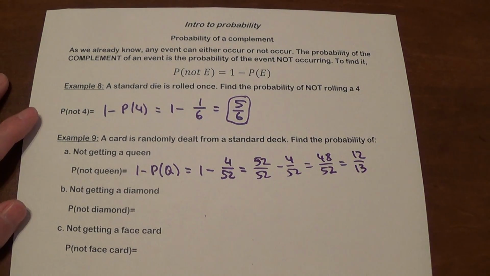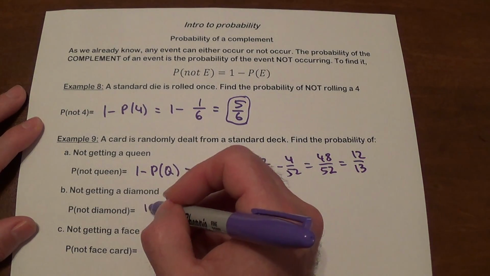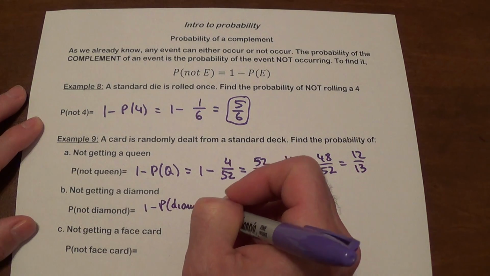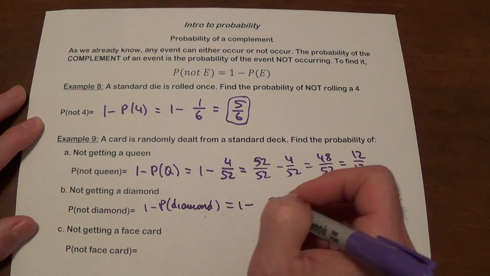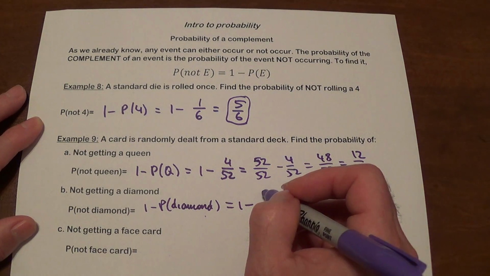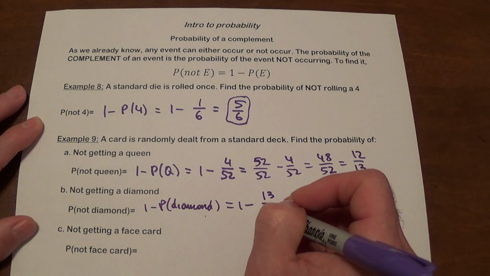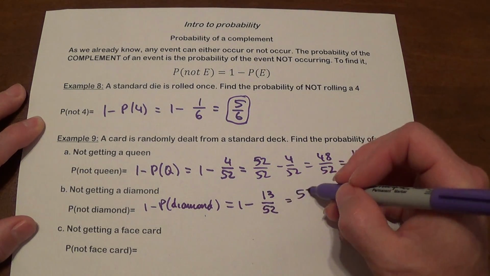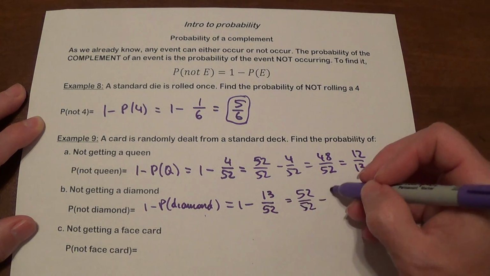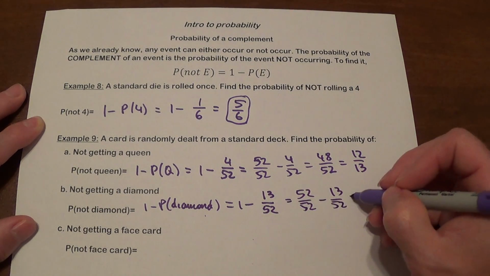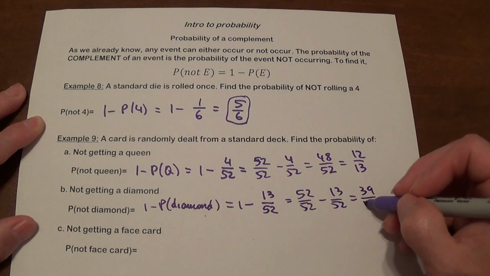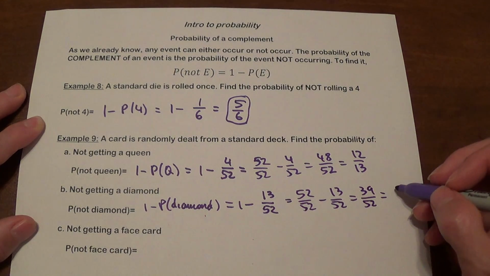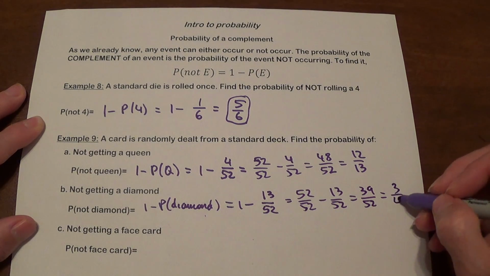What's the probability of not getting a diamond? It's 1 minus the probability of getting a diamond. You have 13 diamonds, divided by 52. So it is 52 over 52 minus 13 over 52, which gives you 39 over 52, and that simplifies because they're both divisible by 13, which gives you 3/4.